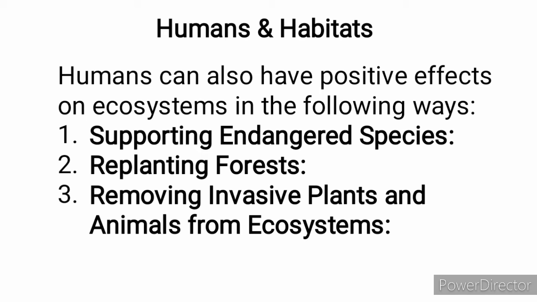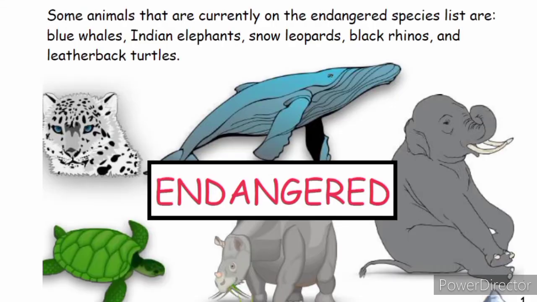Humans have also planted trees in areas where there were no trees, and areas where trees were being chopped down before. Okay. Then removing invasive plants and what? Animals from the ecosystem. Humans have also done that. Humans have also helped to remove invasive plants and animals from our ecosystem. All right.